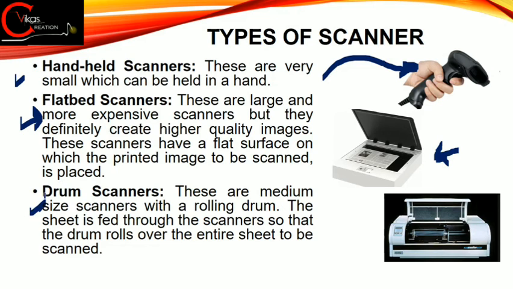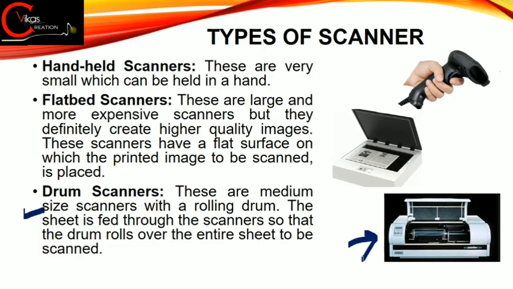Well, as the name suggests, it is a drum. So in this scanner we have a drum like rotator. Fine. So generally the image or the document that we have to scan will be rolled around that particular drum and then it will be scanned by the scanning lights. Fine. So these are medium sized scanners with a rolling drum. The sheet is fed through the scanner so that the drum rolls over the entire sheet to be scanned. Fine. And here is the image of the drum scanner. Fine. So these are three types of scanners.